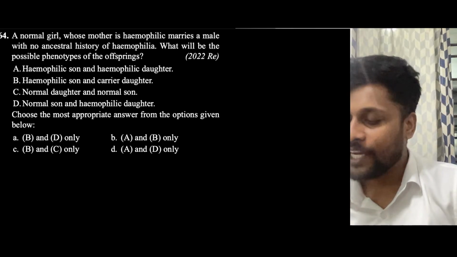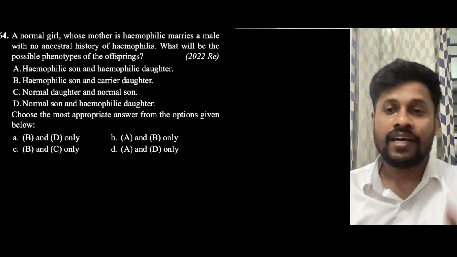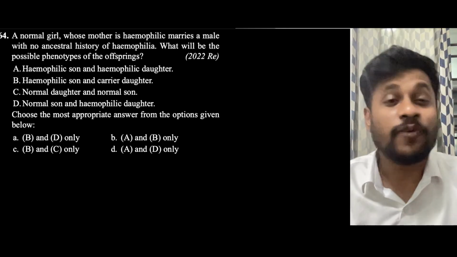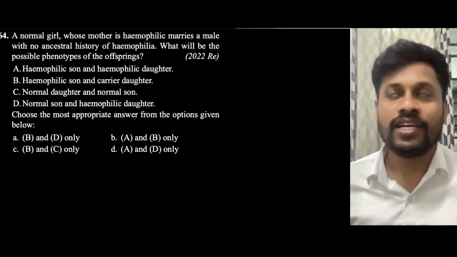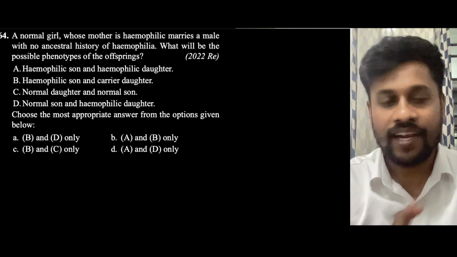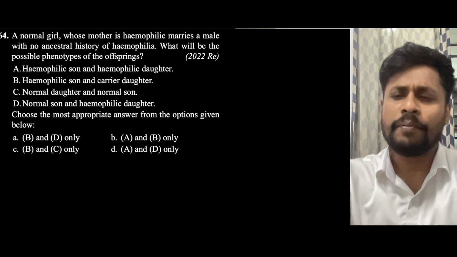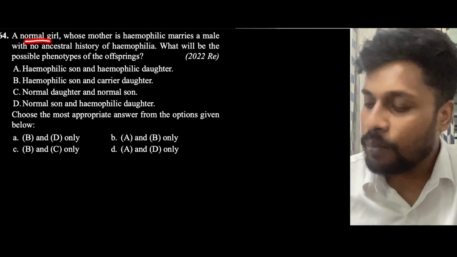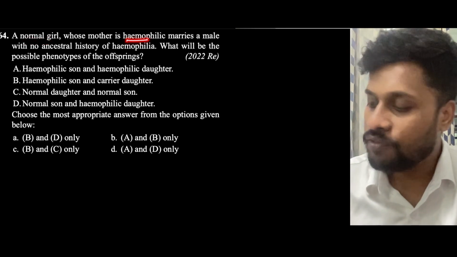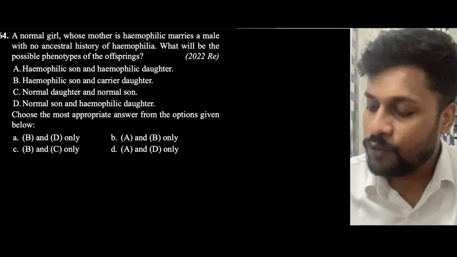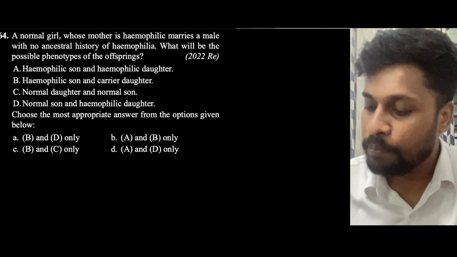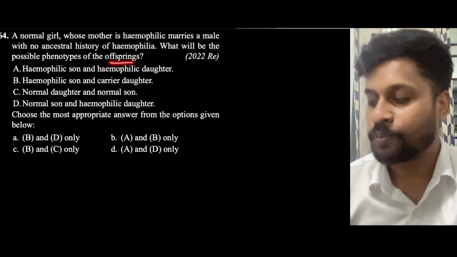Now, a normal girl whose mother is hemophilic. Guys, now we are getting into another kind of question, some calculation type or pedigree matching. It's very, very interesting once you know the trick, and you can see many questions from here for the NEET exam. A normal girl whose mother is hemophilic marries a male with no ancestral history of hemophilia. What will be the possible phenotypes of the offspring?